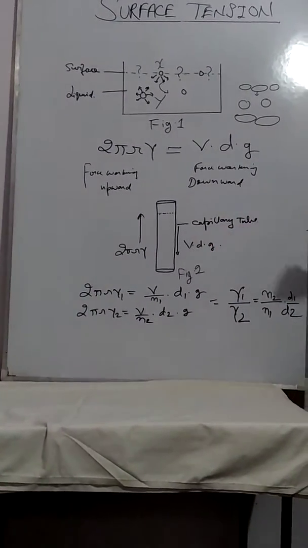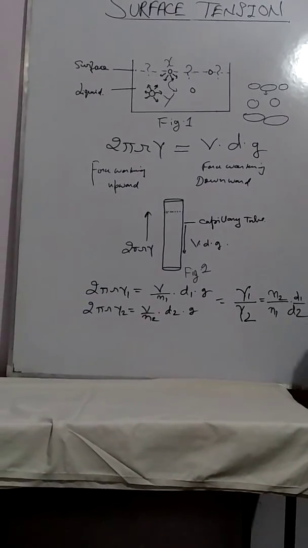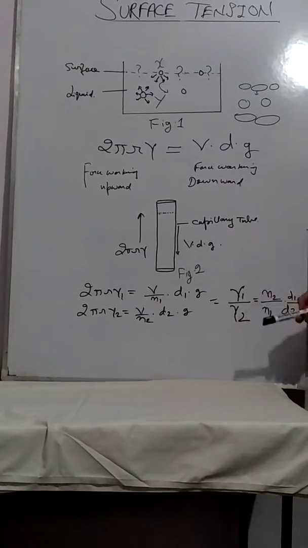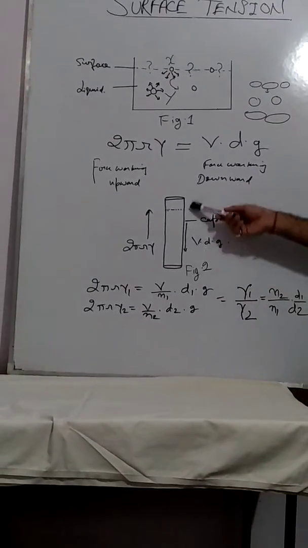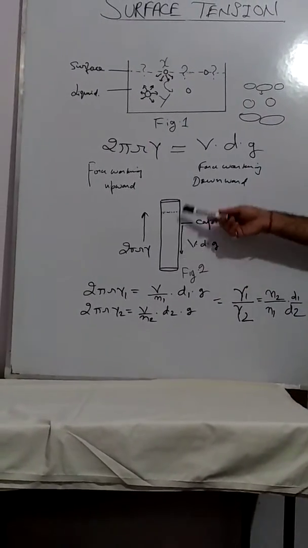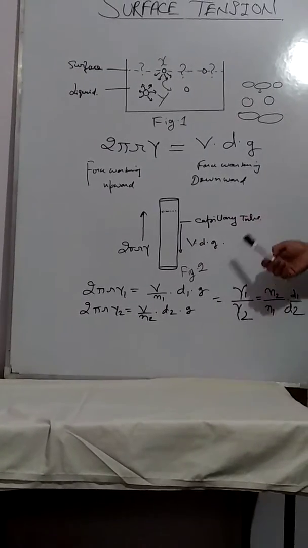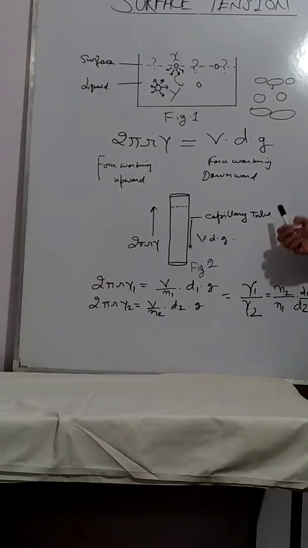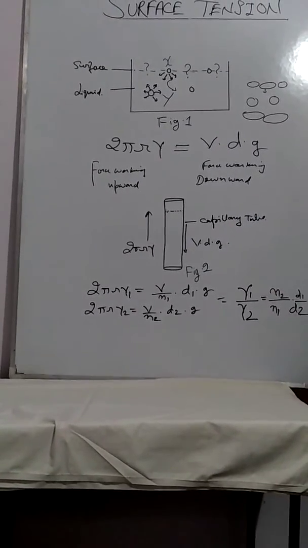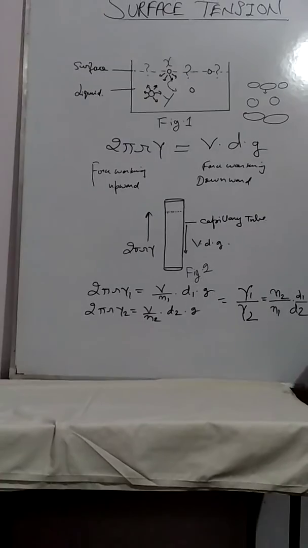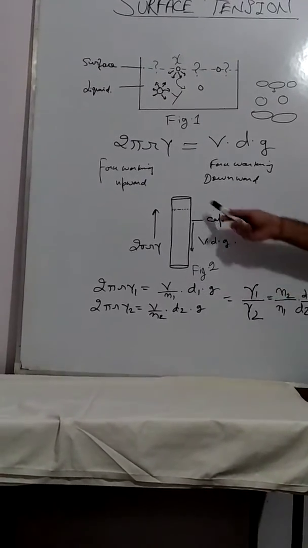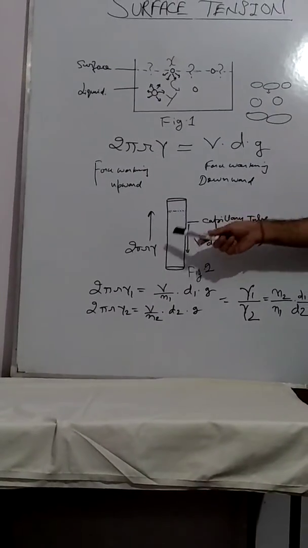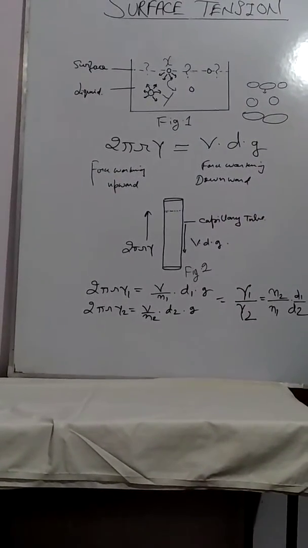VdG is the volume. Volume of what? It is the volume of this liquid column. d is the density of the liquid under consideration, and g is the gravity which works downward. So we can say that V, d and g combined make the total weight which acts downwards, and 2πrγ acts upwards. Liquid rises up to that point in a capillary where 2πrγ becomes equal to VdG.